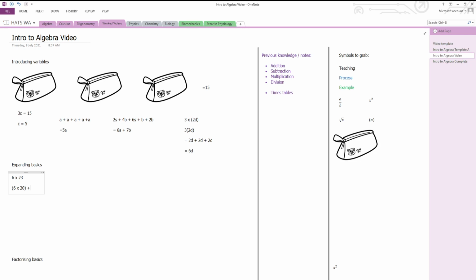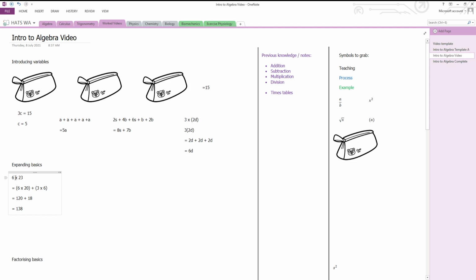6 lots of 20 plus 3 lots of 6. So we would have 6 times 20 would be 120. And then 3 lots of 6 would give us 18. We'd add those together and we would get 138. And that is a common way that we are solving that problem.